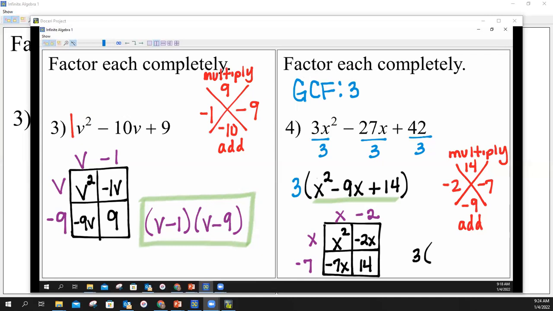The first factor is 3. Another factor is x minus 2. And my final factor is x minus 7. And this would be my final answer.